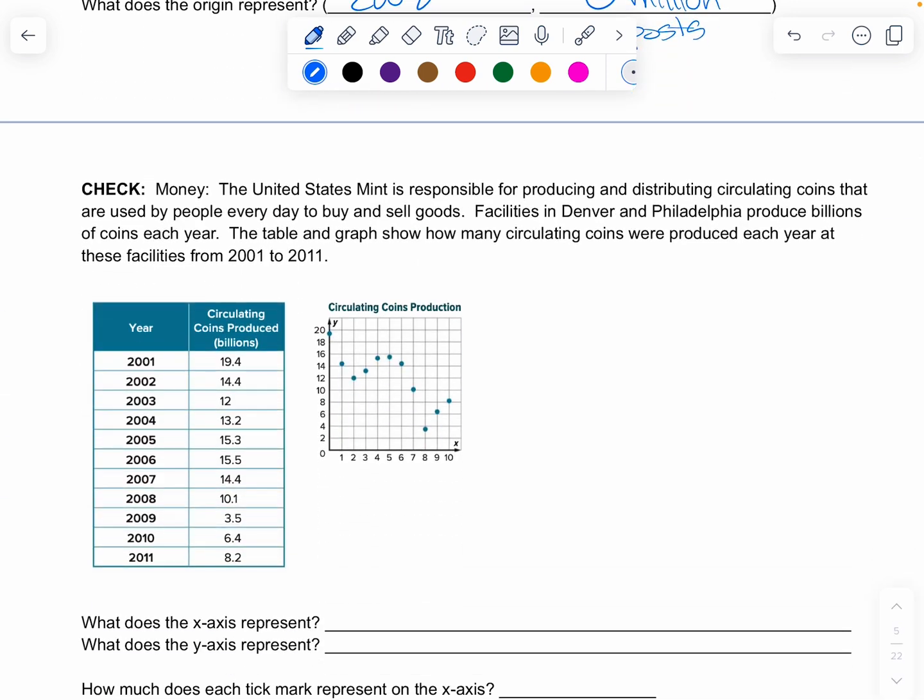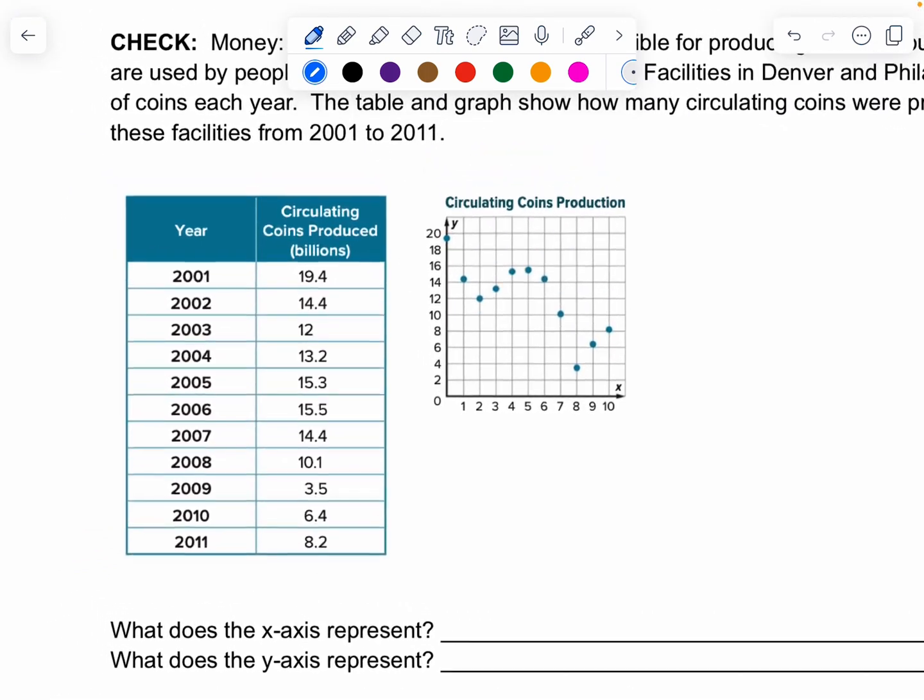Okay, here we go over here. The United States Mint is responsible for producing and distributing circulating coins like quarter, nickel, dime, 50-cent piece, and dollar, which are used by people every day to buy and sell goods. Facilities in Denver and Philadelphia produce billions of coins each year. The table and graph show how many circulating coins were produced each year at these facilities from 2001 to 2011.